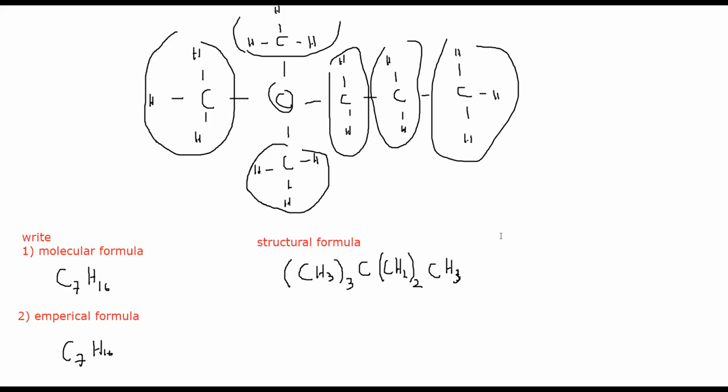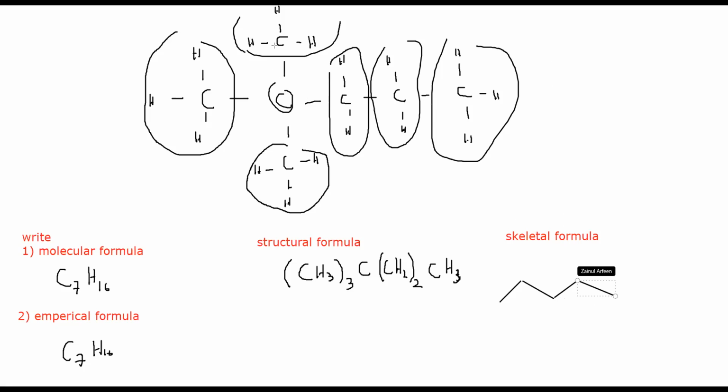Then I need a skeletal formula. Skeletal formula means I want to show only the carbon structure. I'm not bothered about hydrogen. So 1, 2, 3, 4, 5 carbons are there. The first 5 carbons are in a straight chain. So there are 5 carbons, and I showed those 5.